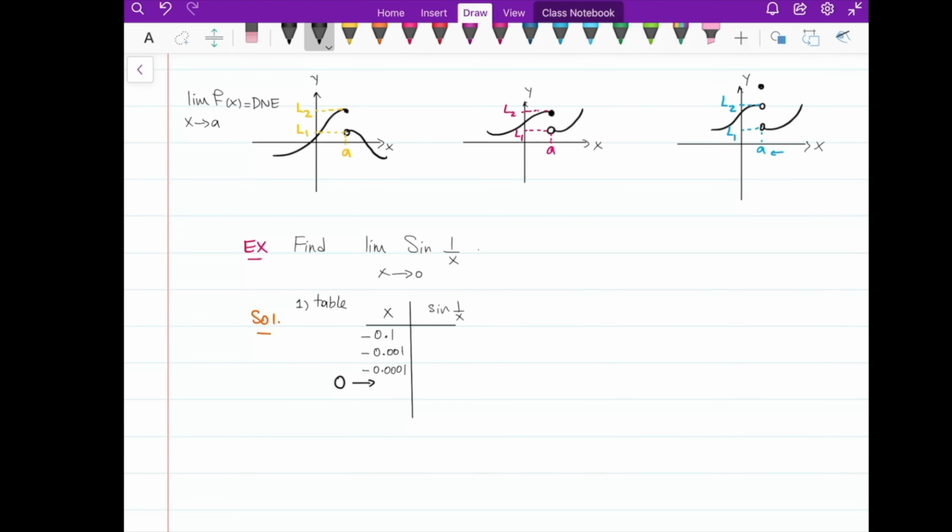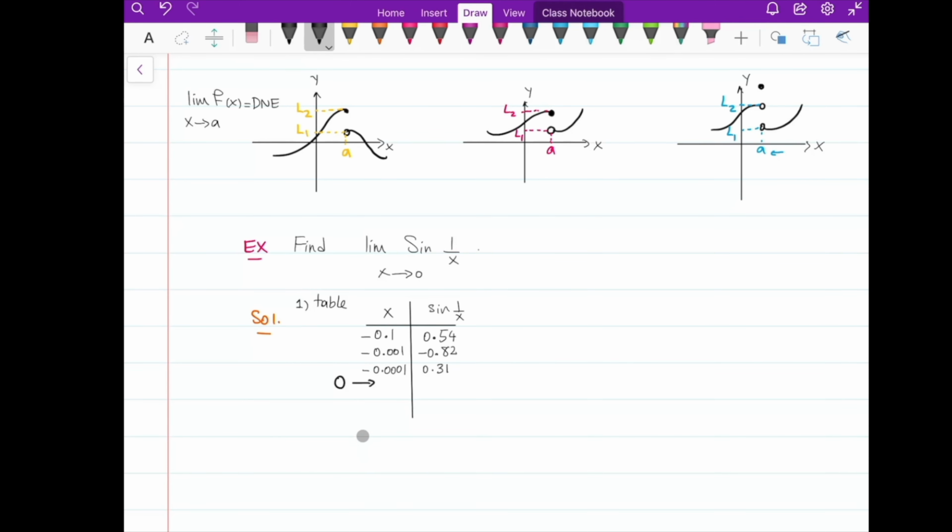For negative 0.1, if I plug this x into the function and use a calculator, I get 0.54. For this one, I get negative 0.82, and for this one, I'm getting 0.3 and 6, actually 3.1.